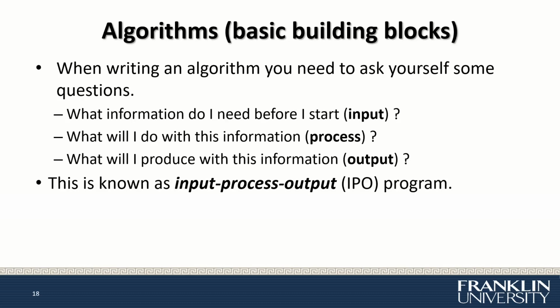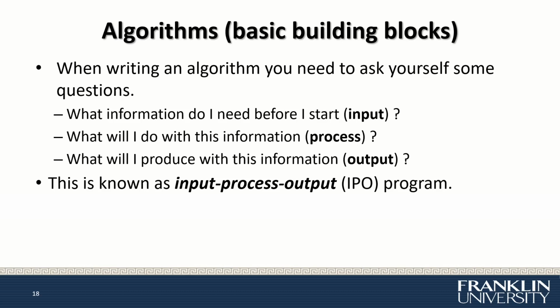When writing an algorithm, you need to ask yourself some questions. What information do I need before I start? These are the inputs. What do I do with this information? This is the process. And what will I produce with this information? This is the output. This is known as input, process, output, or the IPO program.